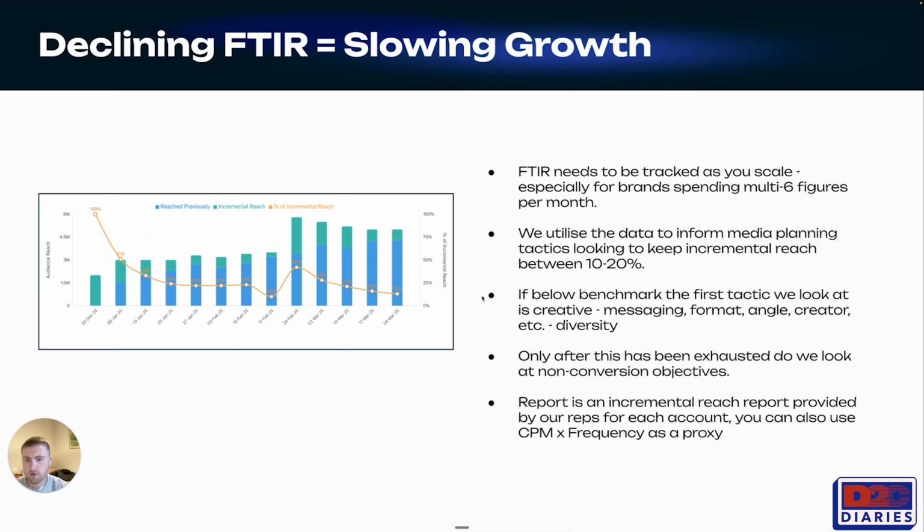future performance. So on the left here, you'll see an incremental reach report that our amazing reps over at Meta provide us on a monthly basis. And the light blue line is previously reached individuals. The turquoisey green line at the top is net new incremental reach on a weekly rolling basis. And then this percentage is the absolute percentage of impressions that were truly incremental for this brand in that period.